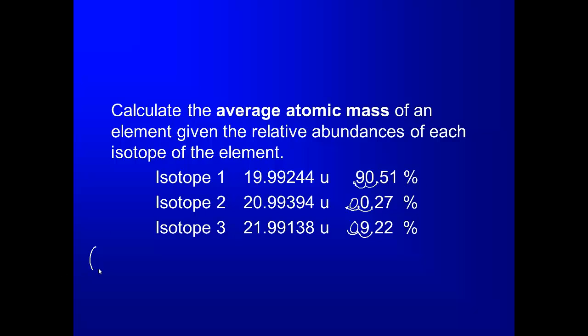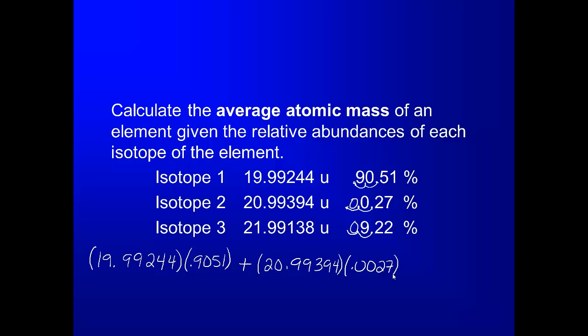So when I write this out, what do I have? The order doesn't matter if I do mass first or the percentage first, because you're multiplying here. And I have 90% of that isotope 1. Well, I'm just going to add it to what comes from the second isotope, 99394 times your second isotope, and add it to your last one, 21.9138, and I have 0.0922, squeezing it in there. You're going to just do that all together in the calculator.